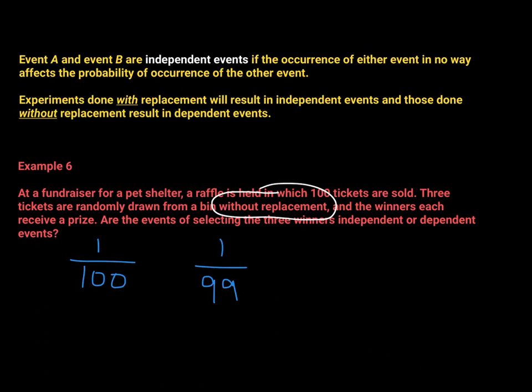Let's say you didn't win in the second drawing either. So your ticket is still in the bin. Now for the third drawing, what's your chances or your probability of winning? 1 out of what? 98, right? My point is the probability has changed and it will continue to change each time they draw a ticket because these are without replacement. In other words, these are dependent events. So that's our answer there, okay?